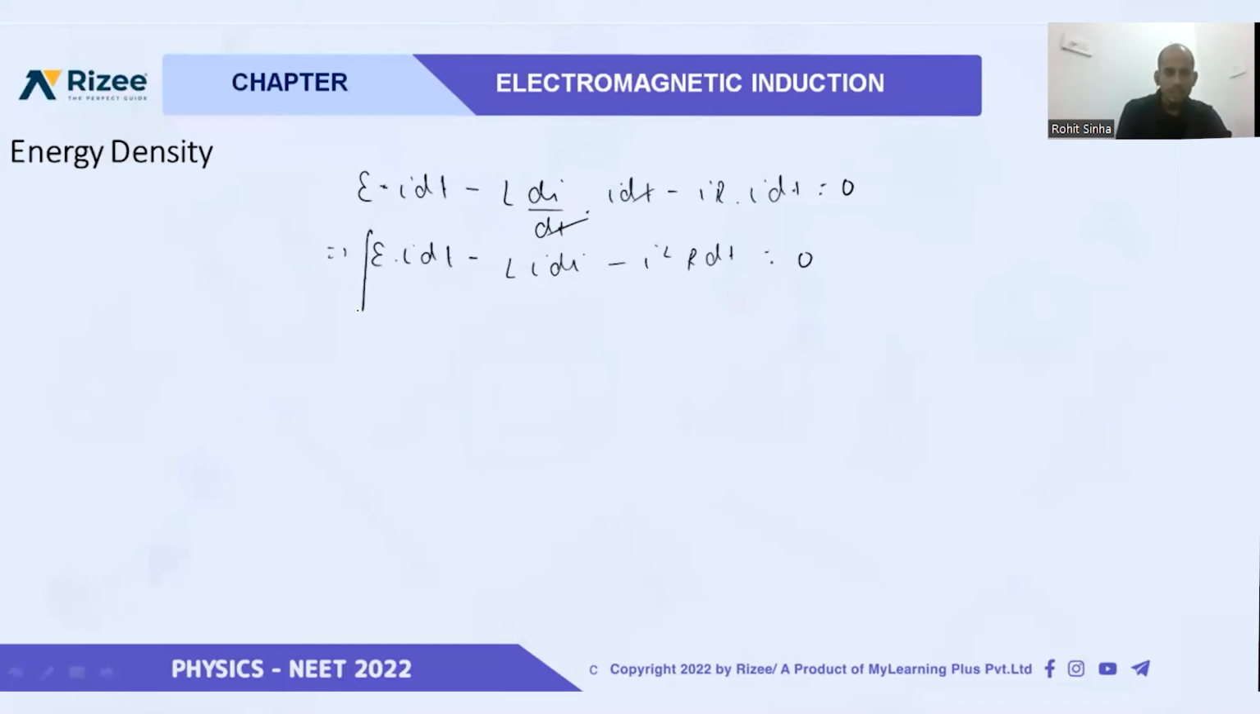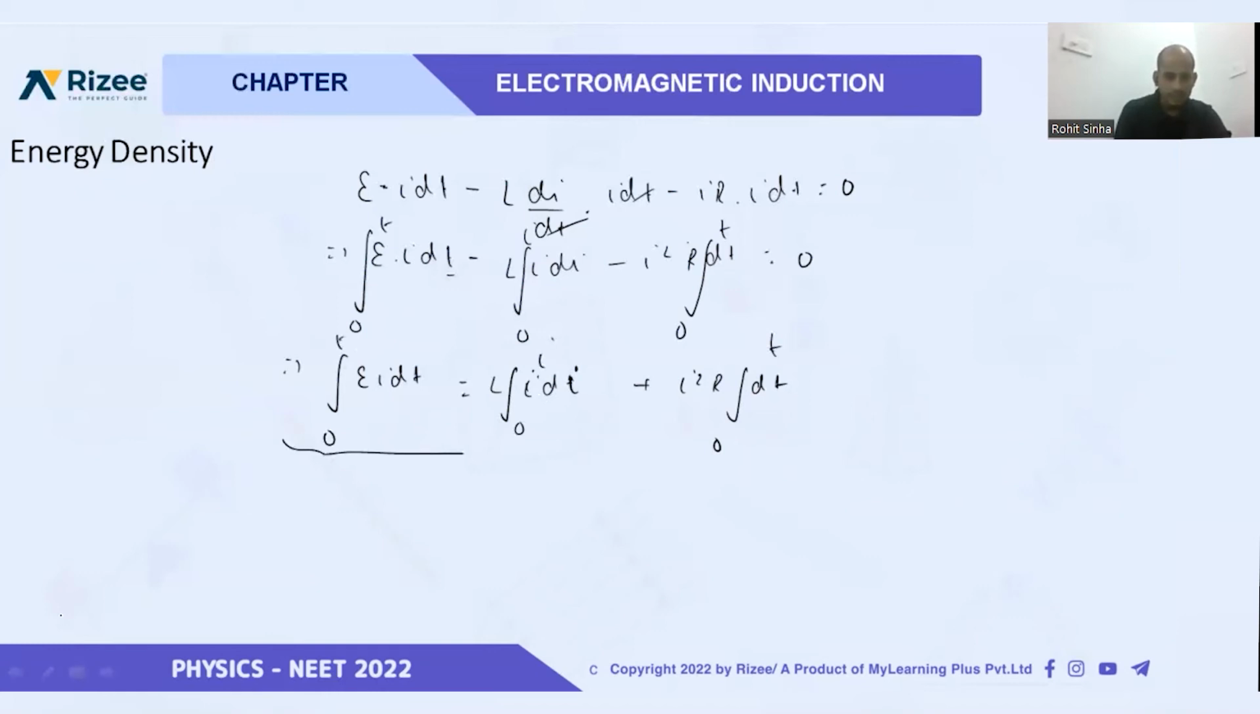If you integrate here, for current 0 to I and for time 0 to t, I can rearrange it and write: integration of E I dt is equal to, sending these two terms to the right side, L times integration of I di plus I square R integration of dt, with limits 0 to I and 0 to t.